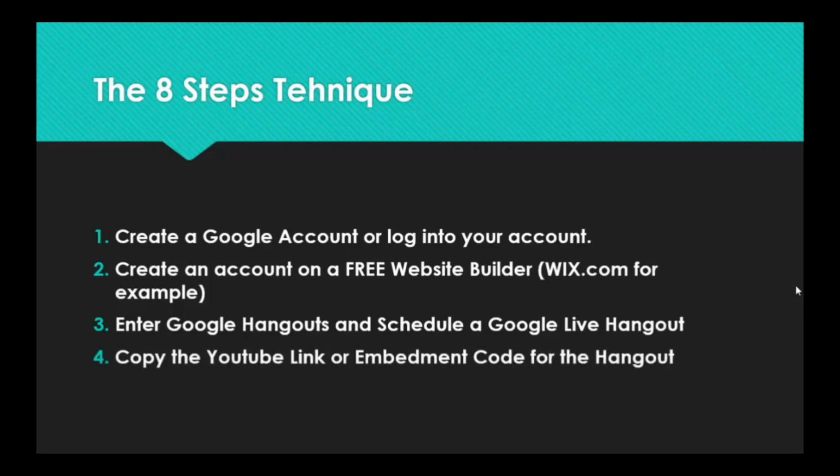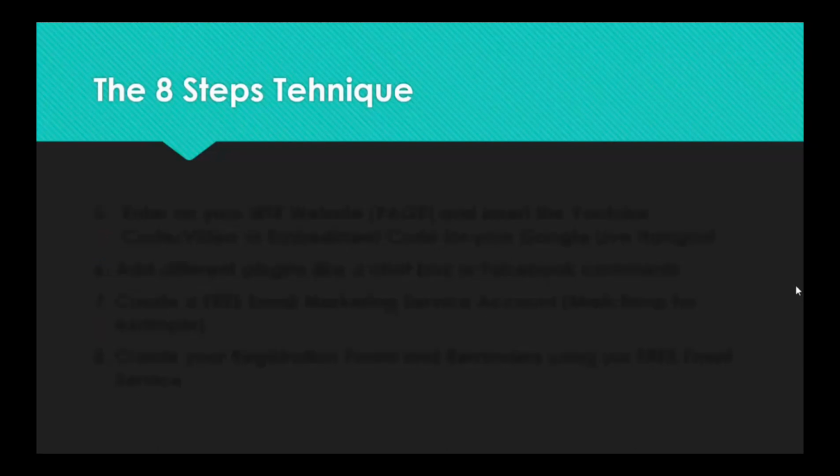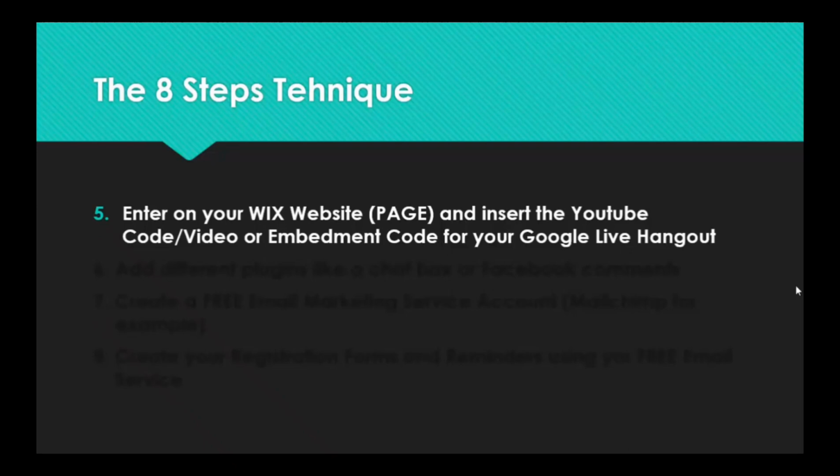Then you will see that you have some distribution links there, okay? Or share the Google Hangout, and you will have more options. Throughout these options, you will also have a YouTube link or an embedment code for your Hangout. After that, step number 5 is to enter on your Wix website, okay, the page that you have created.